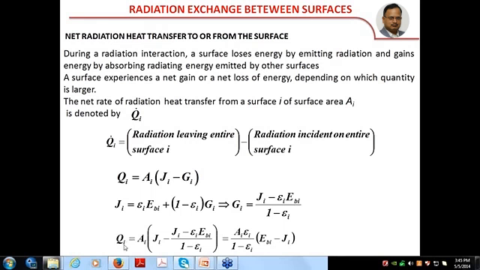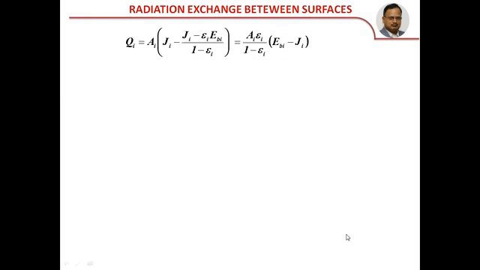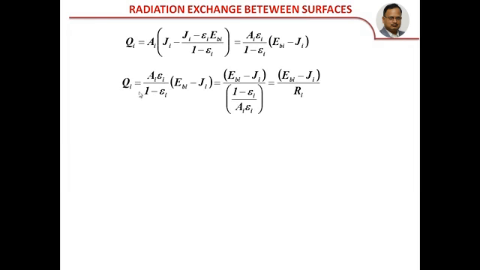Now I can say that heat transfer by means of radiation Q is A I into J I minus G I. J I minus G I is J I minus epsilon I into E B I by 1 minus epsilon I. So this is equal to A I epsilon I by 1 minus epsilon I into E B I minus J I. So this is simplified as Q I is equal to E B I minus J I by 1 minus epsilon I by A I epsilon I. E B I minus J I: emissive power of a black body minus radiosity.